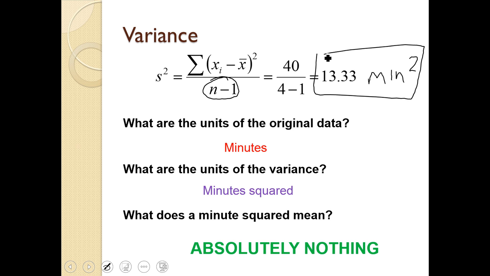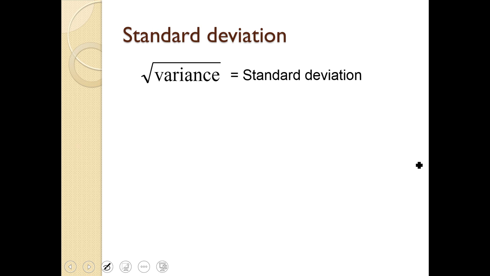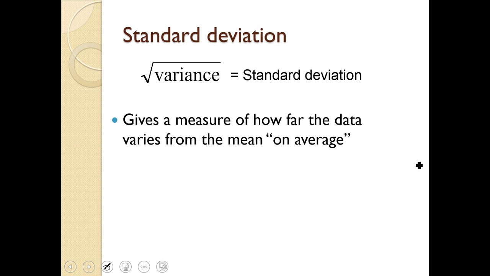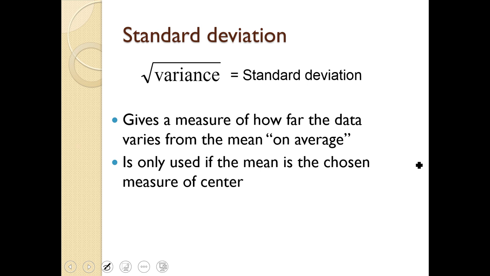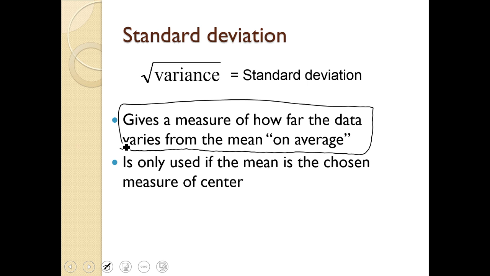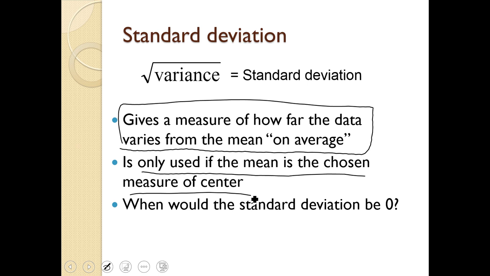So we need to convert this and get back to minutes. How do you get from squared back? You take the square root. So you take that 13.33 and take the square root. Like I said before, what standard deviation does is give you the average distance from the average. One of the big things to realize is we only use it if the mean is chosen, because standard deviation is reliant on the mean.